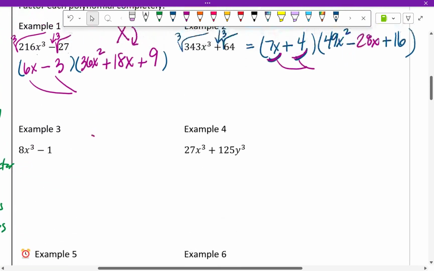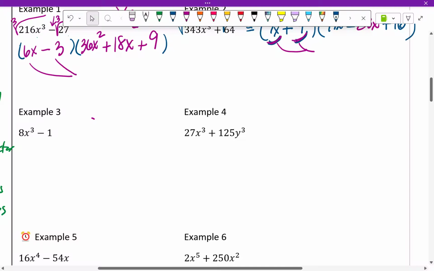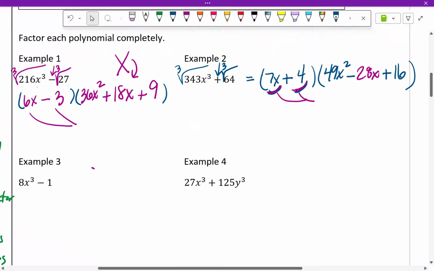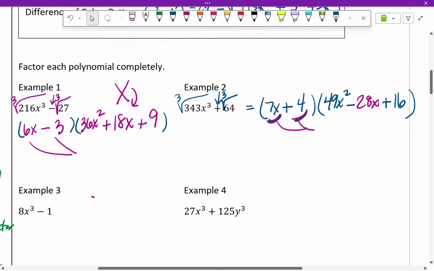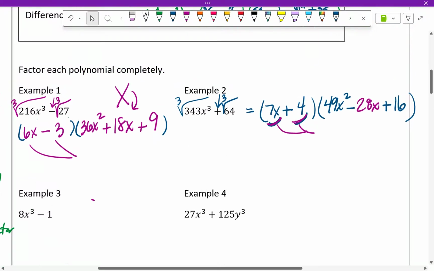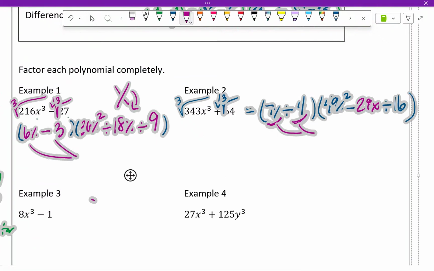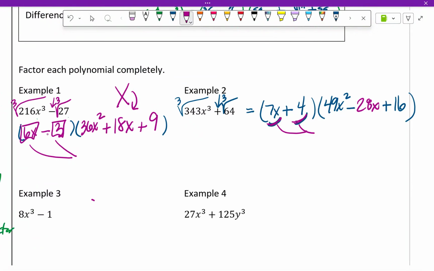What's wrong, Jesse? Why is this one positive 18x? Because our pattern ignores the signs. So you're just multiplying this thing and this thing. Ignore the sign that we put in there. We do all the signs at the beginning.